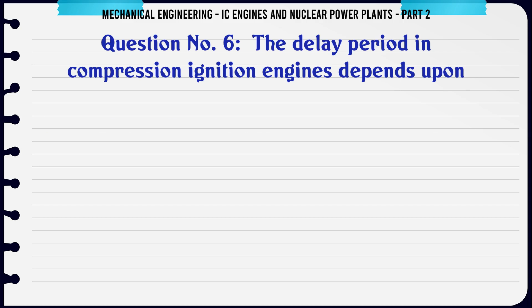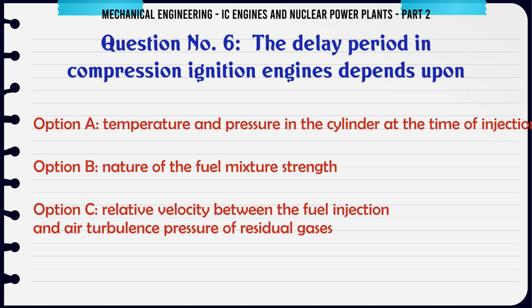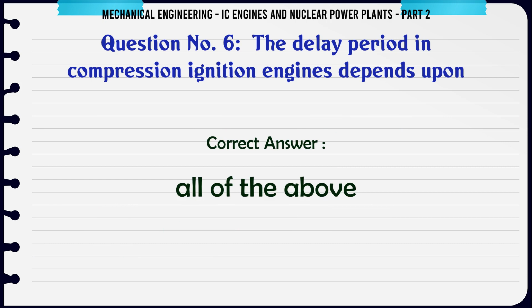The delay period in compression ignition engines depends upon A. Temperature and pressure in the cylinder at the time of injection. B. Nature of the fuel, mixture strength. C. Relative velocity between the fuel injection and air turbulence, pressure of residual gases. D. All of the above. The correct answer is all of the above.